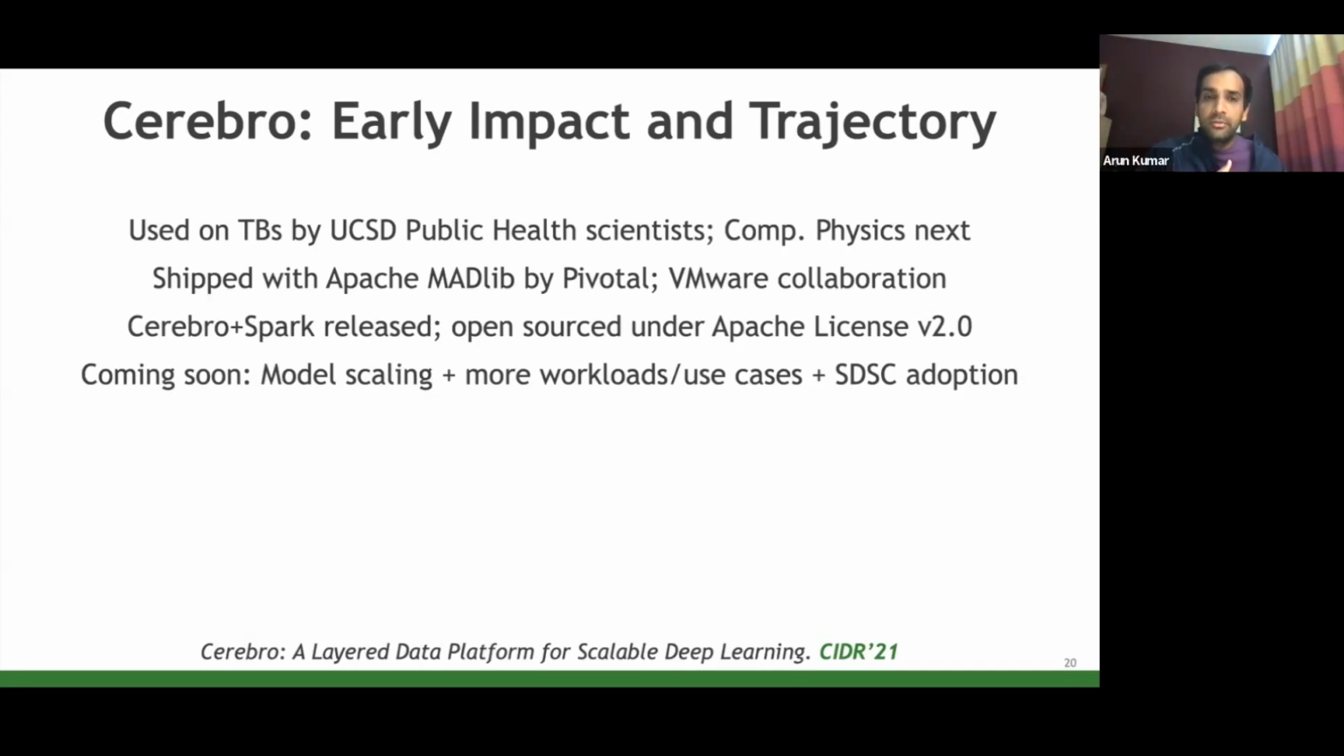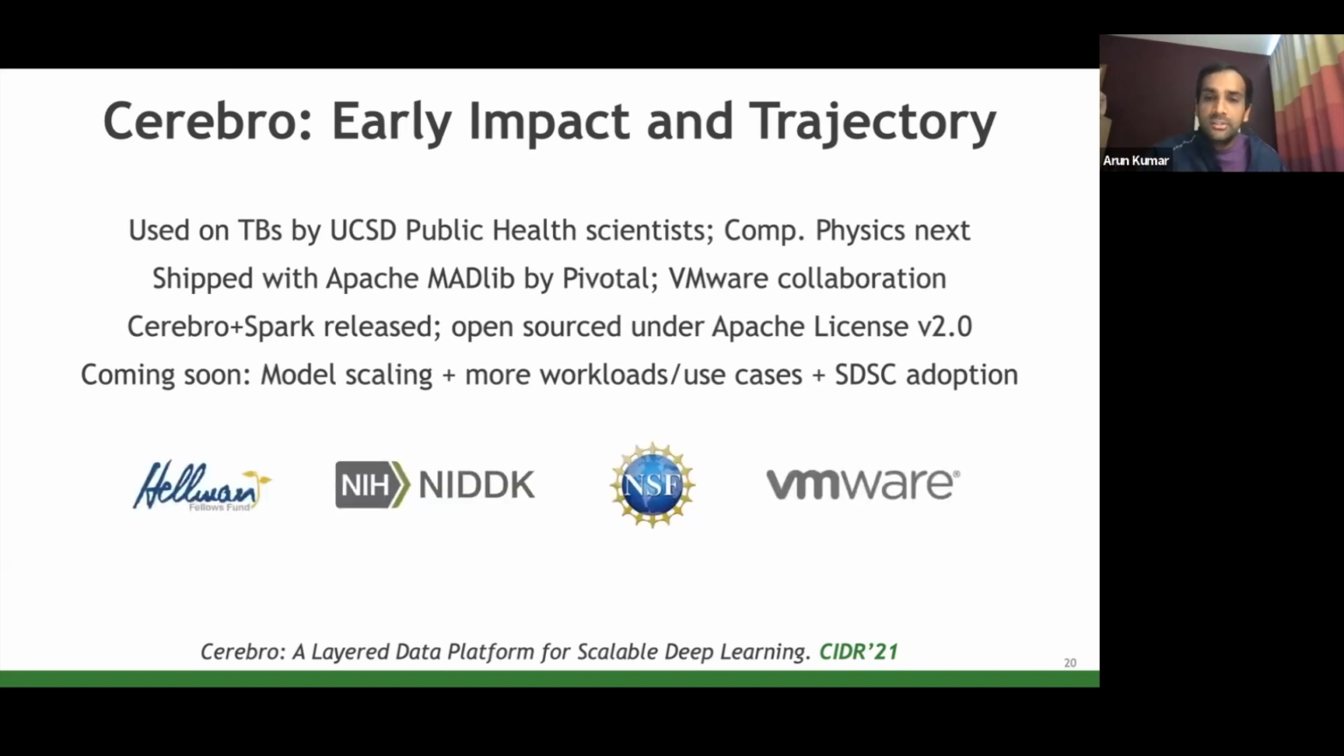MadLib, part of the Apache project, for Pivotal that was acquired by VMware, shipped model hopper parallelism on top of the Greenplum DBMS. It's open source. And Cerebro, we've integrated with Spark, that is also open source. We're now making more of this technology available for different workloads, including for model scaling, and we're integrating it with the San Diego Supercomputer Center's infrastructure so that more domain scientists on campus can access these sorts of benefits.